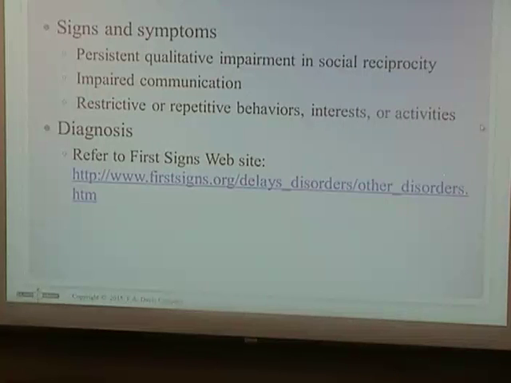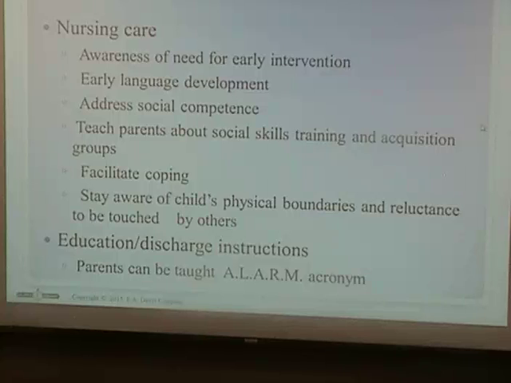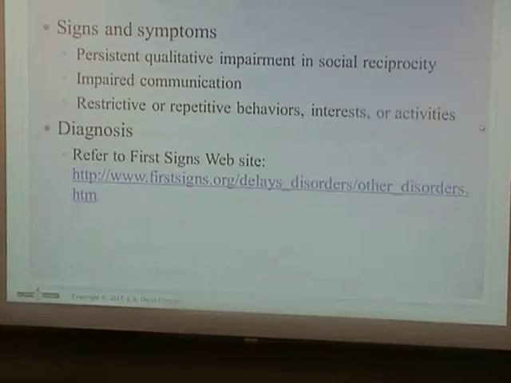Autism spectrum disorder. We could spend a week talking about it, okay? It's everywhere. And the current theory about autism is early intervention can help them to lead a normal life. And so you want to recognize children who have autism early on. Okay? And these are some of the signs and symptoms.